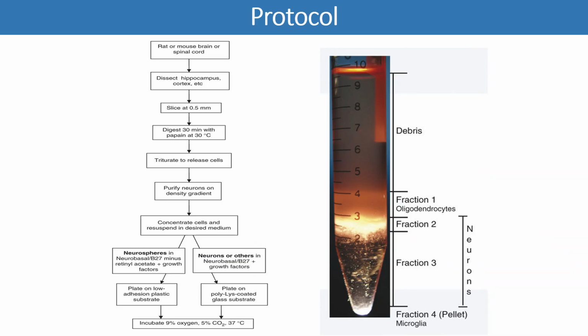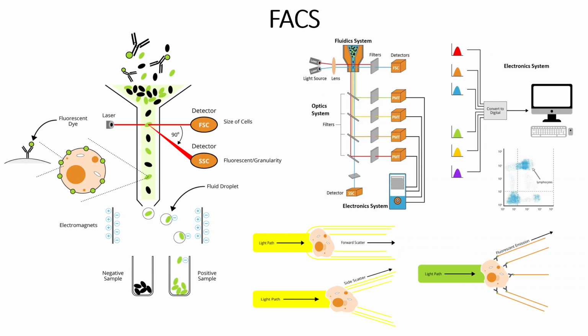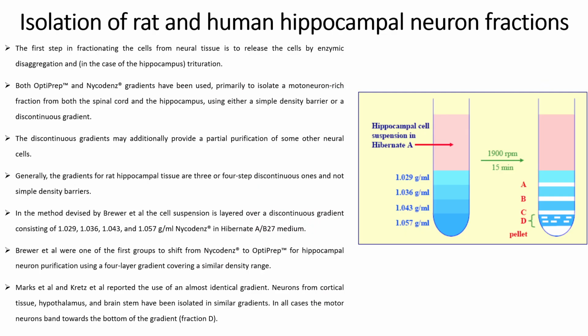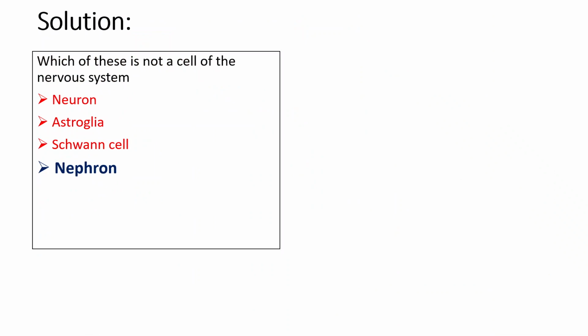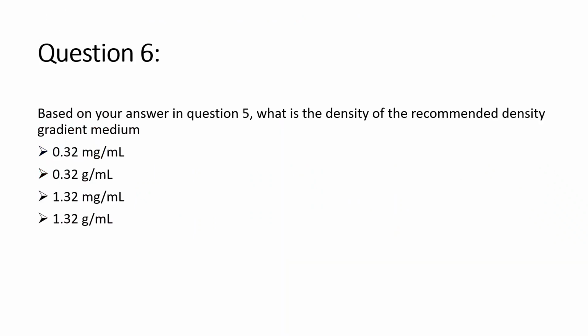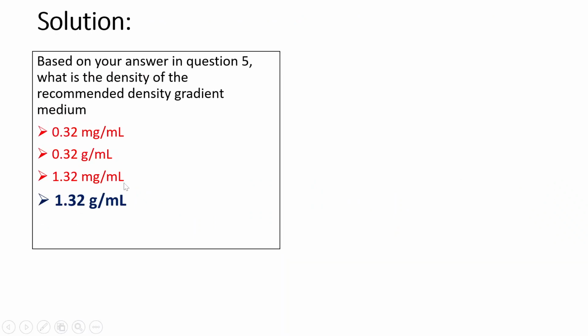Here we discussed the protocol, how we do it. Next, we have discussed the different densities. The density gradient is formed from top to bottom, with increasing density. Here we can find the answer that it has a density of 1.32 gram per ml. So the right answer is option D, 1.32 gram per ml.